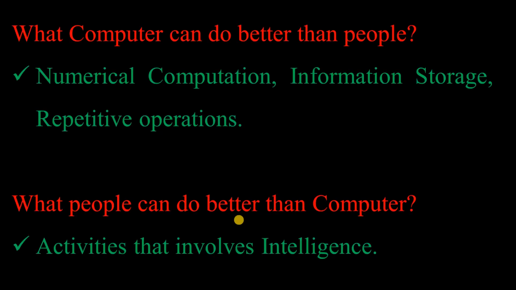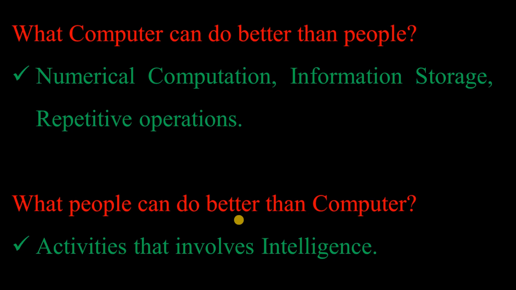So these are some milestones in the life of AI, or in the growth of AI. During this time, what we have to think is what people can do better than machines and what machines can do better than people. What computers can do better than people, without any doubt, is numerical computation, information storage, and operations involving repetitive tasks. In these cases, computers are excellent, or better than humans.